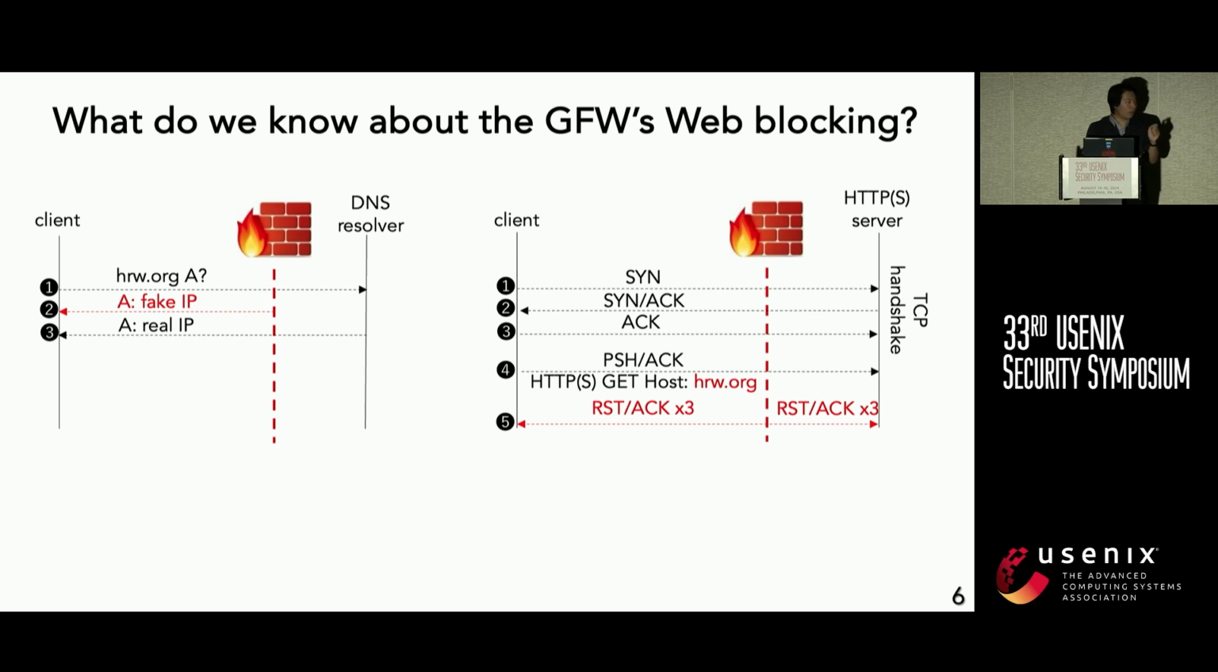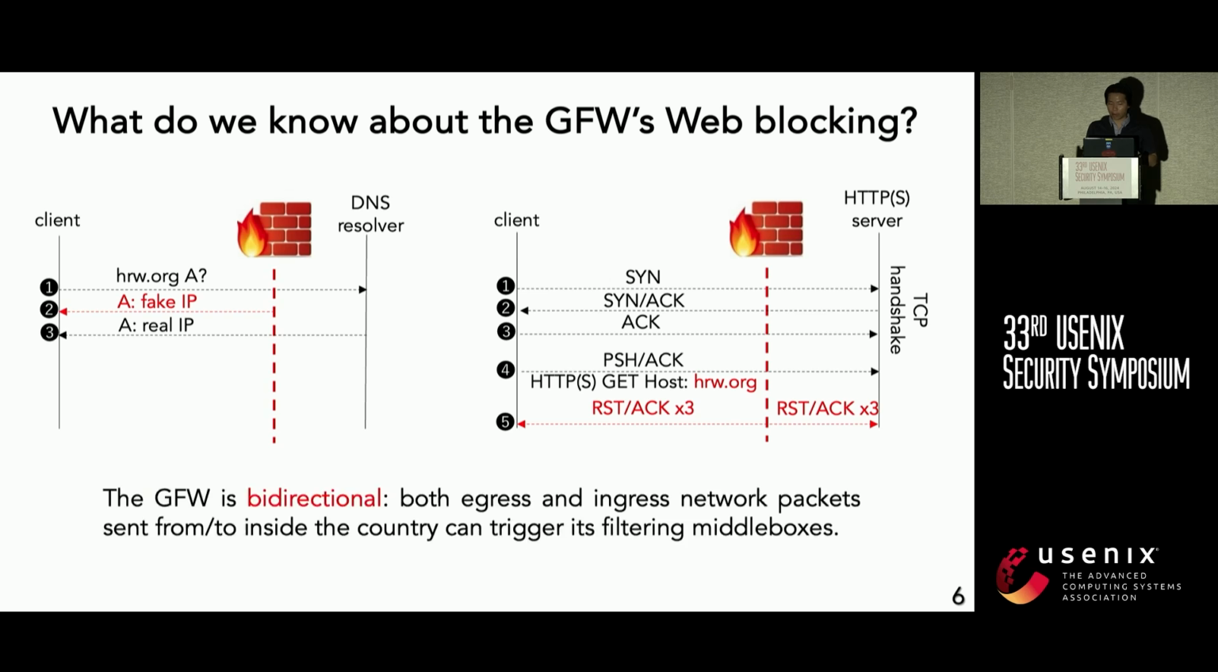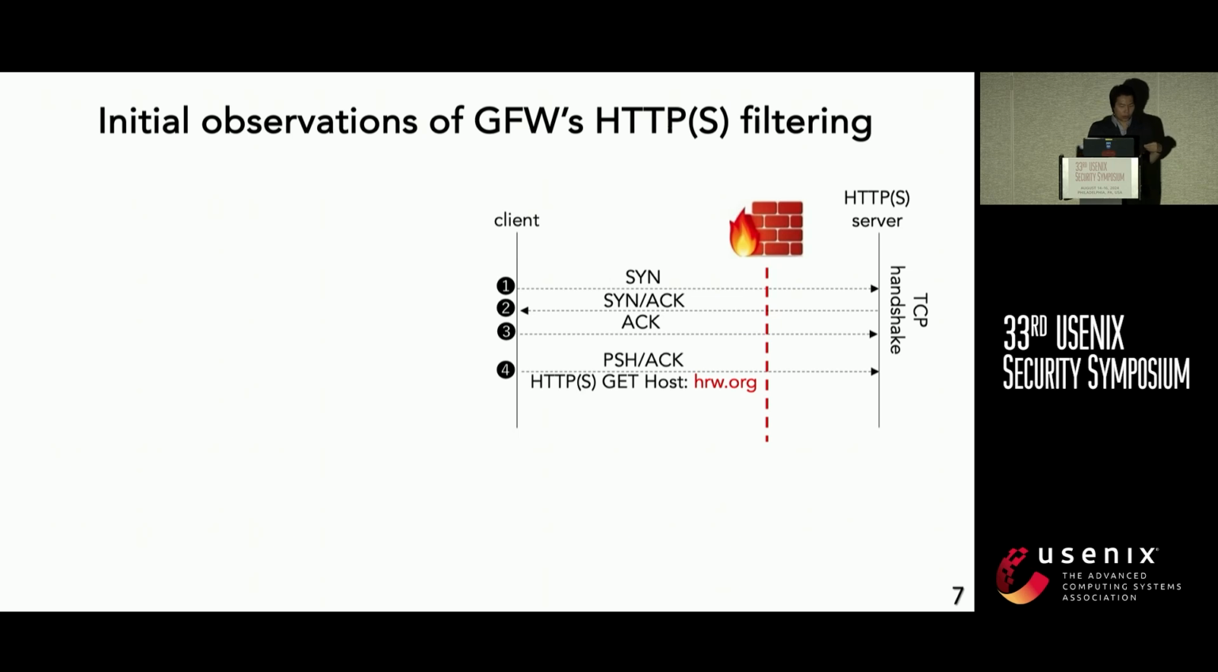One of the very unique characteristics of the Great Firewall is bidirectional censorship. In other words, regardless of the direction of the packet, if someone inside the country tries to send this packet to an IP outside the country, it would trigger the middlebox. But if you are outside the country and you send the same packet into the country, you also trigger the Great Firewall middlebox.